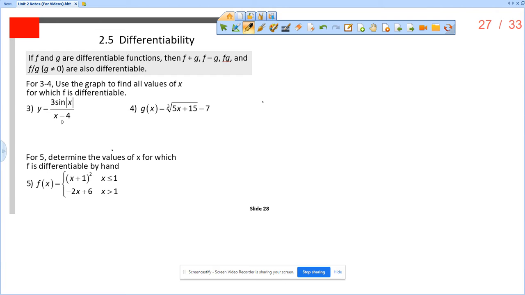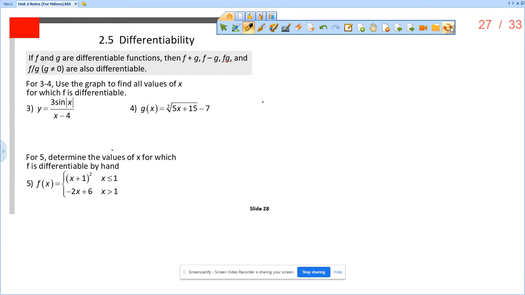All right, so now example 3 and 4, we are just taking some functions and using a graph to make sure that we understand where this thing is differentiable or not. All right. So first of all, 3 sine of the absolute value of x over x minus 4. All right. So we're going to graph that.